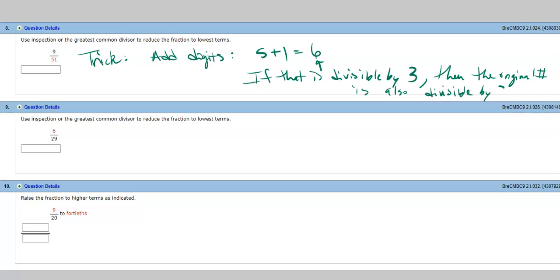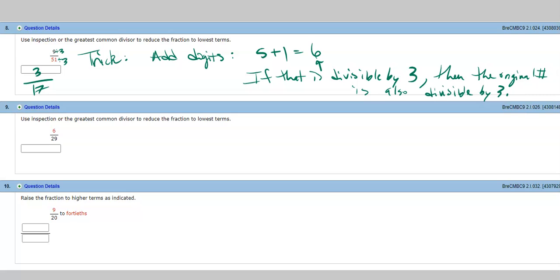So we can tell from this one, the number 51, if you add up 5 plus 1, these digits, and you get 6, you say, aha, 6 is divisible by 3. So that actually means the number 51 is divisible by 3 as well. It happens to be 3 times 17. So if we come over here, we divide these both by 3. It will go 9 divided by 3 is 3, 51 divided by 3 is 17. So we get 3/17 for this one.